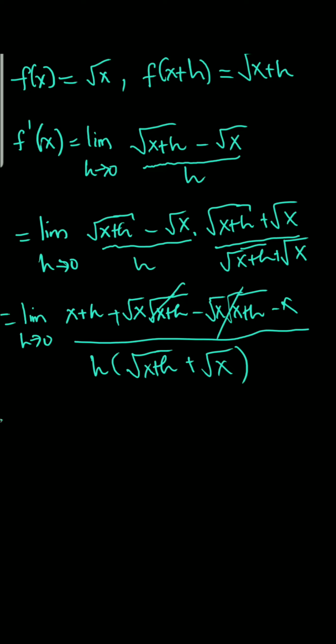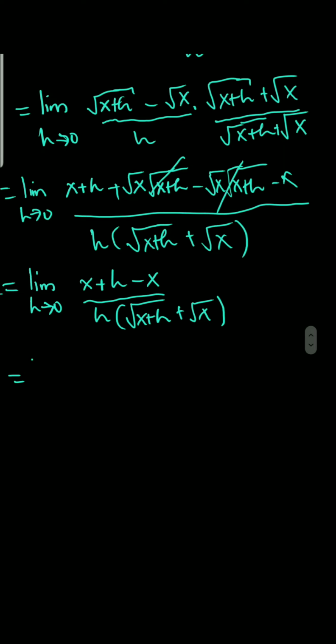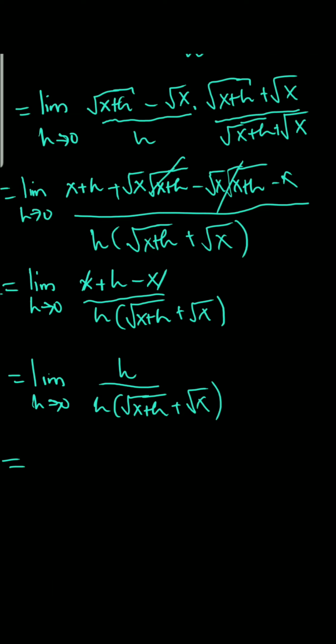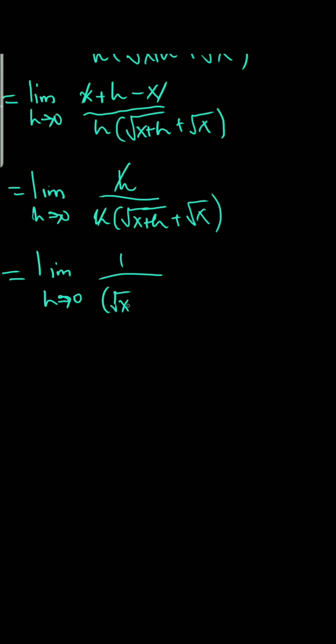Okay, now those two will cancel, leaving us with the limit as h approaches 0 of x plus h minus x over the denominator, which is h times the square root of x plus h plus the square root of x. Now x and x on top will cancel, so we're going to have the limit as h approaches 0 of h over h times the square root of x plus h plus the square root of x. Then h and h will cancel, so we're going to have the limit as h approaches 0 of 1 over the square root of x plus h plus the square root of x.